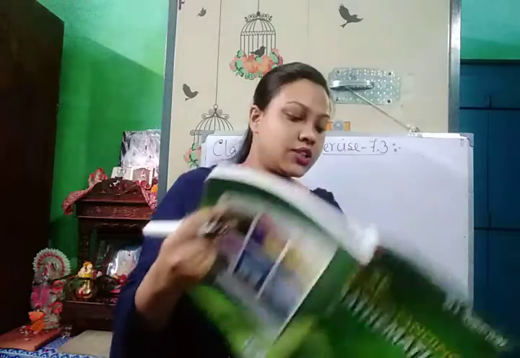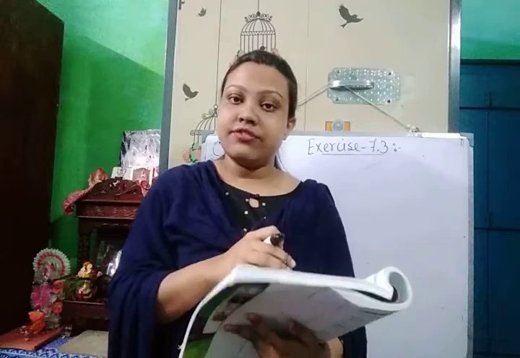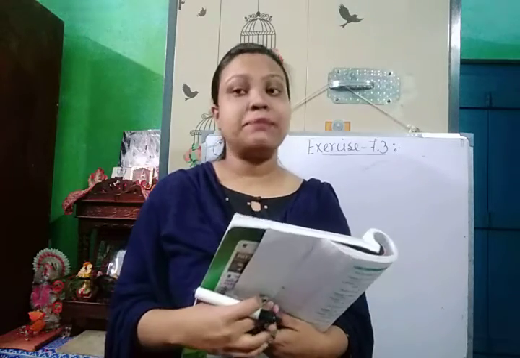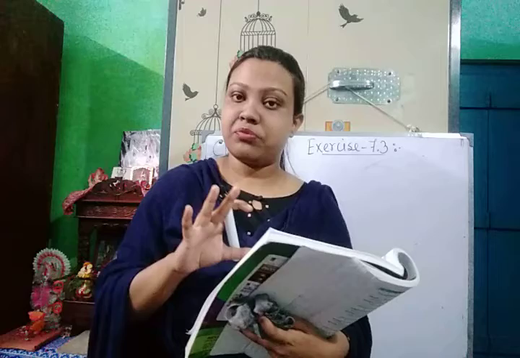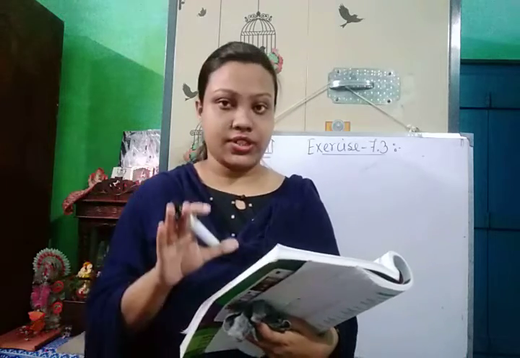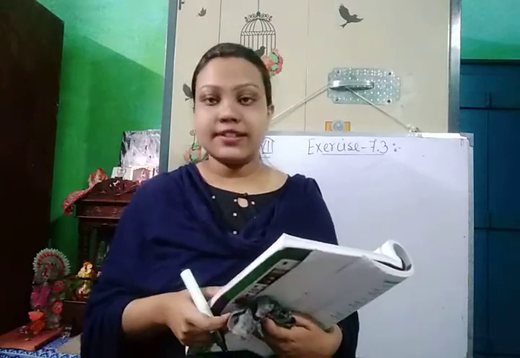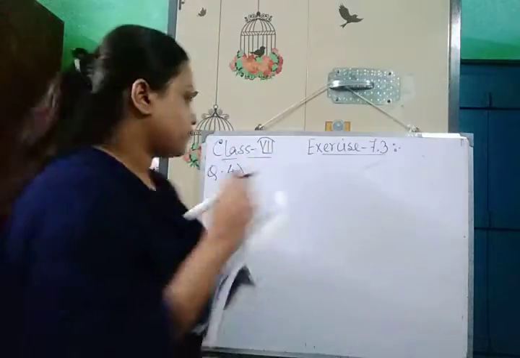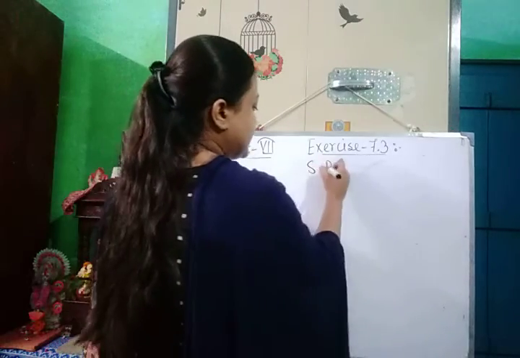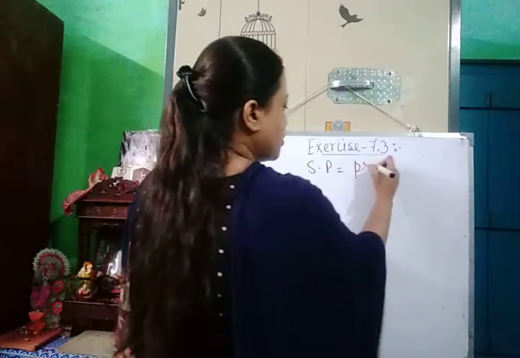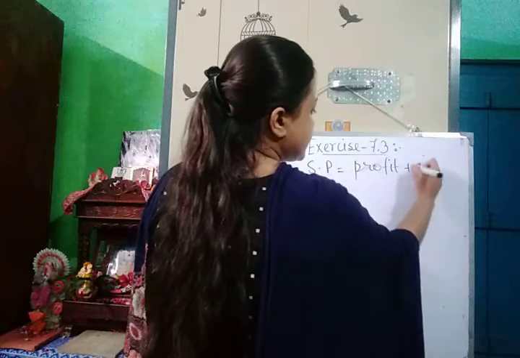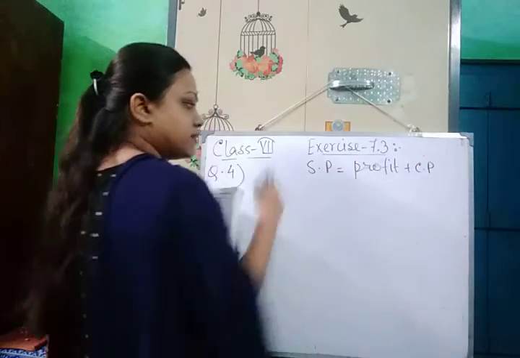Okay. Now see, when the percentage of profit and percentage of loss is given, the cost price is given, then how can we find out the selling price? So first we will find out the profit. When the percentage of profit is given, first we will find out the profit. Then we will add the profit with the cost price, so we will get the selling price. That means SP, selling price, equals profit plus CP, cost price plus the profit.